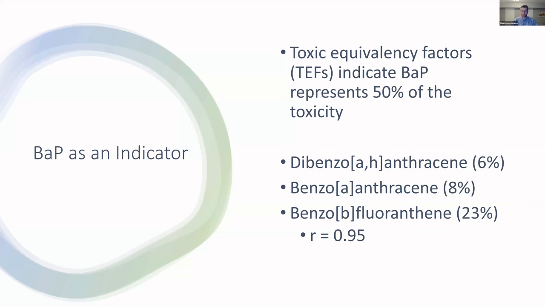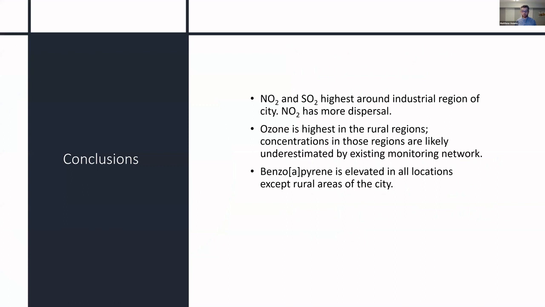Half of how toxic those pollutants are is represented by this one pollutant in the mix. And when we looked at the next three, they were also very highly correlated. What that means is when benzo[a]pyrene was high, so were the other ones that were high risk factors. So our takeaway for benzo[a]pyrene is it's a really great, useful indicator for this whole suite of pollutants that you may be exposed to in Hamilton.